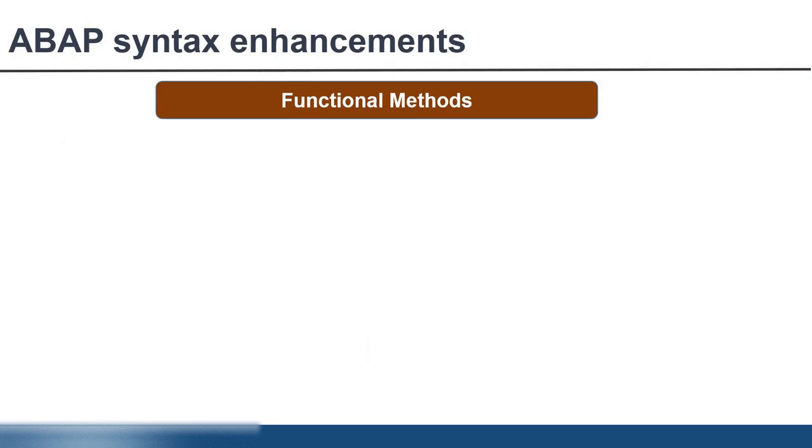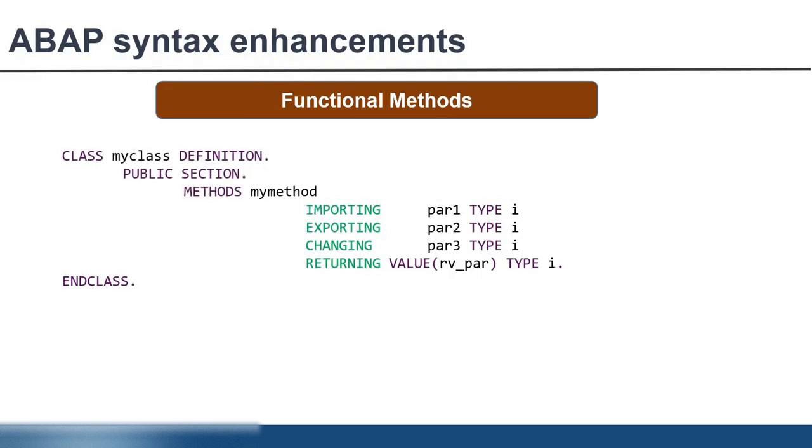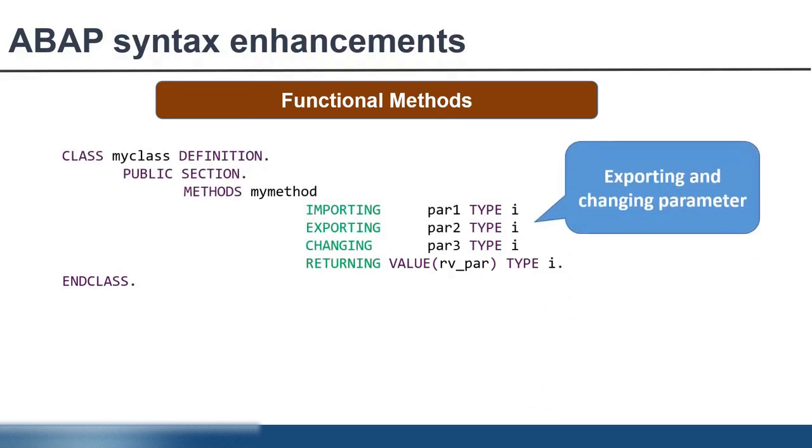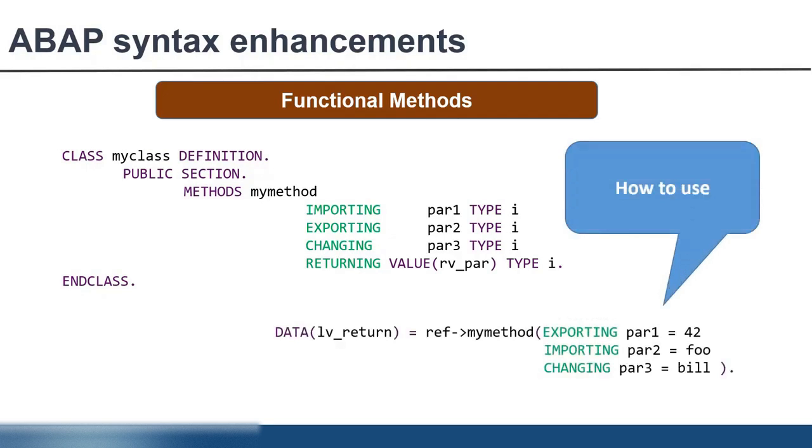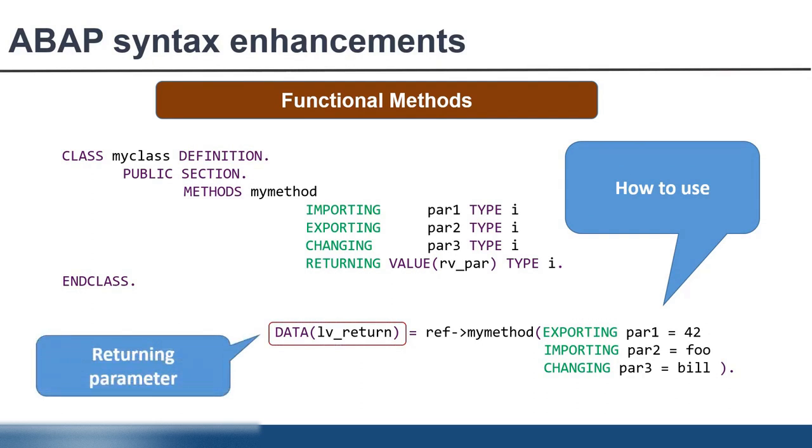Functional methods. Earlier, a functional method was a method that returns a single result. That is, a method that has only a returning parameter. The method can have importing parameters, but none of the other exporting parameters. With the new changes, exporting and changing parameters are introduced. You may call the functional method like this, where the returning parameter is received in a variable directly and other values are received in the normal way.